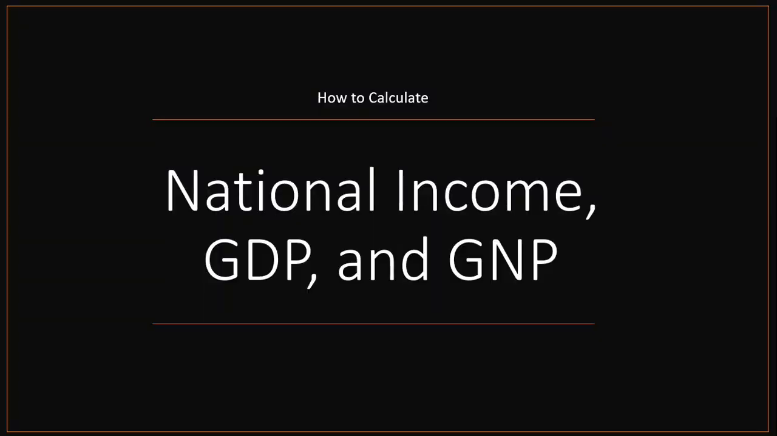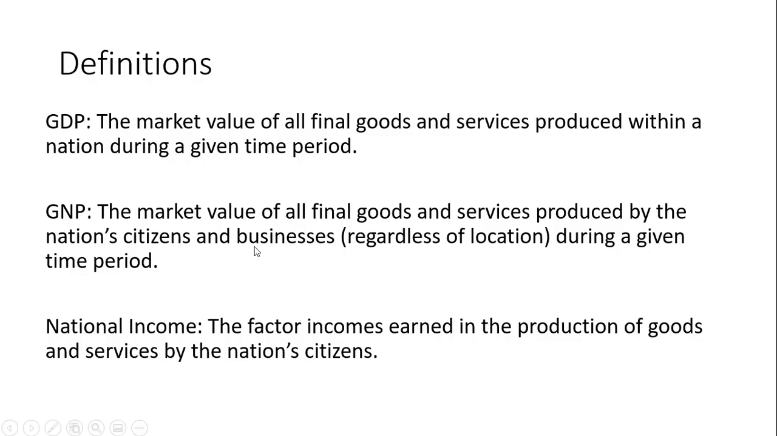In this video, we're going to look at the relationship between national income, GDP, and GNP. So some basic definitions. GDP: the market value of all final goods and services produced within a nation during a given time period. GNP, gross national product: the market value of all final goods and services produced by the nation's citizens and businesses, regardless of location, during a given time period. And finally, national income: the factor incomes earned in the production of goods and services by the nation's citizens.